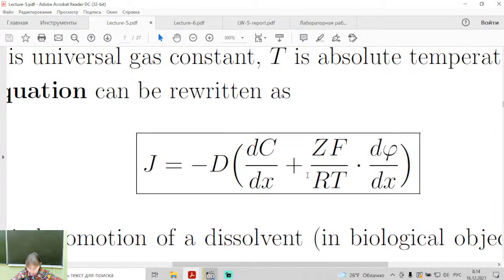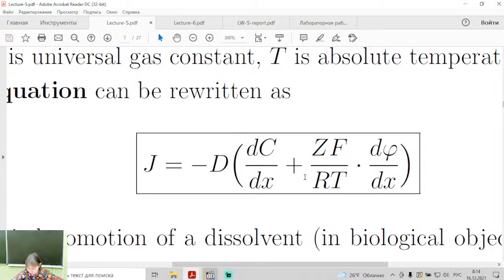Osmosis is the locomotion of a dissolvent in a biological object, water, from a range with a smaller concentration of solute to a range with a greater concentration. As a matter of fact, it is a diffusion of a dissolvent. This phenomenon is observed in the presence of semi-permeable membranes between the specified areas.